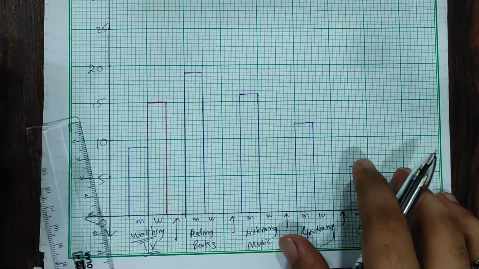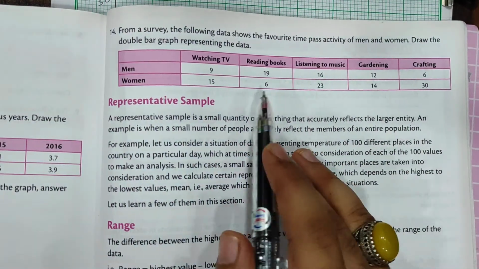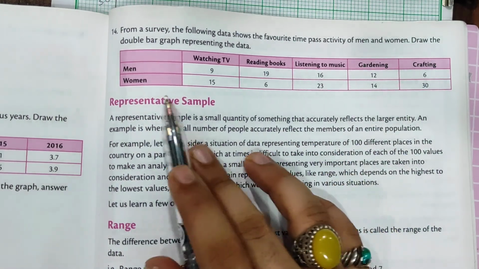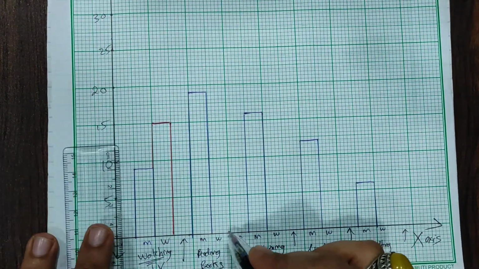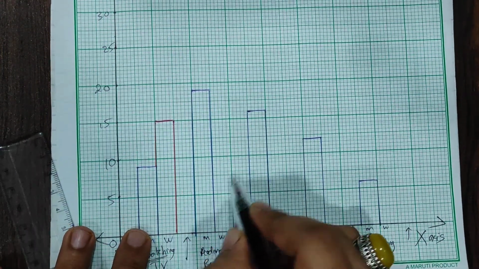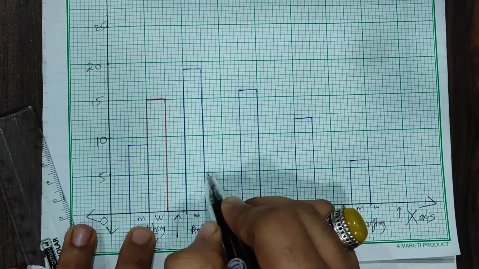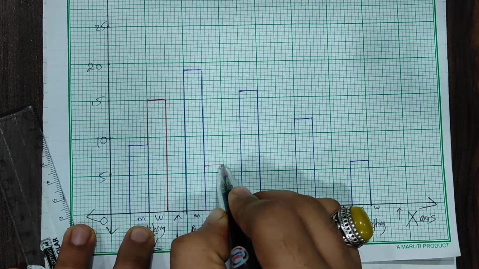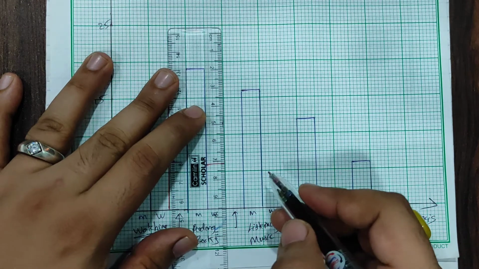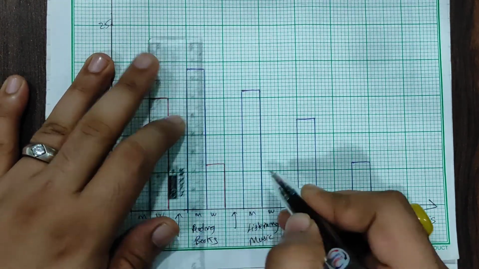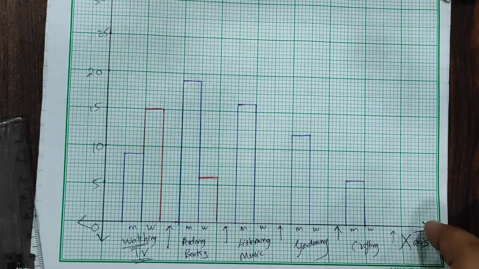And next I have reading books, which is 6. You can take a screenshot if you don't have this textbook. 6 for reading books for women. So this is the blank. This is 5, and 2 lines mean 1 unit. So I need to go till 6, right? 6 means 2 lines. It will make 1 unit. Likewise we can proceed. Pause the video please and do it fast, all of you.